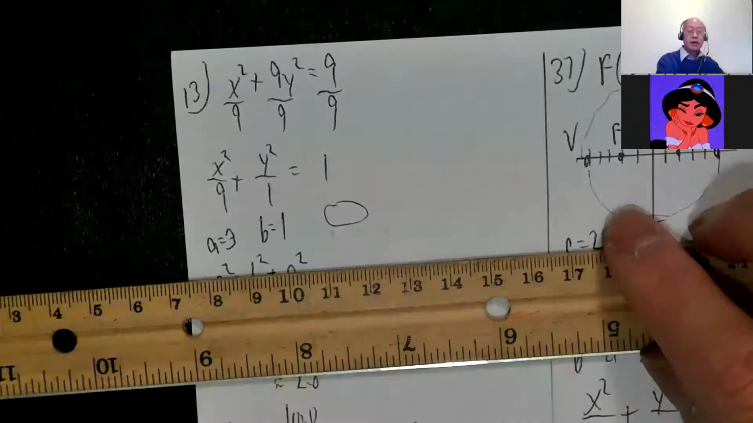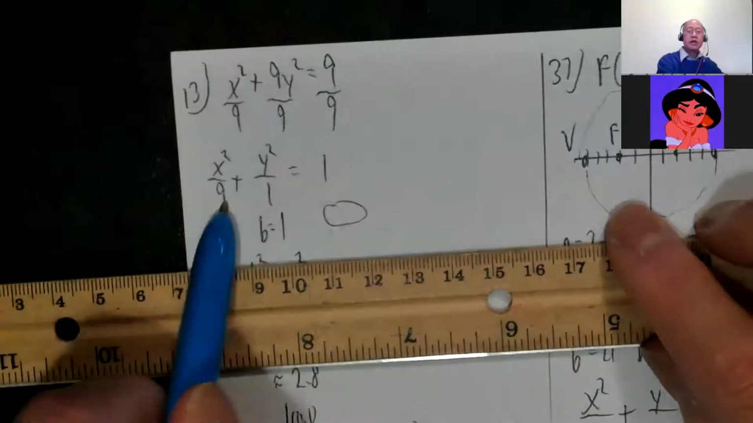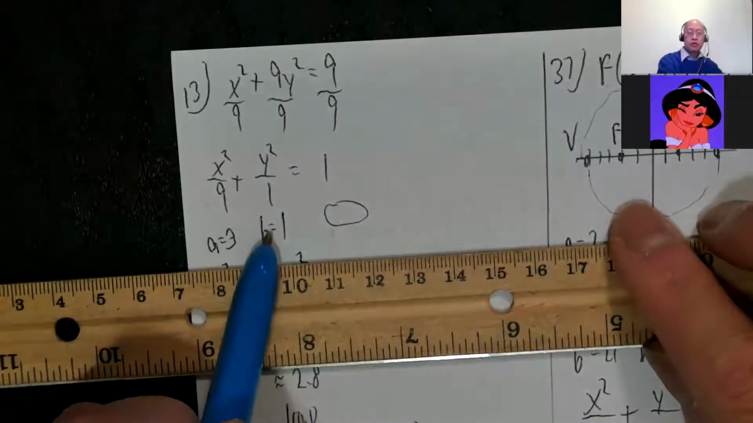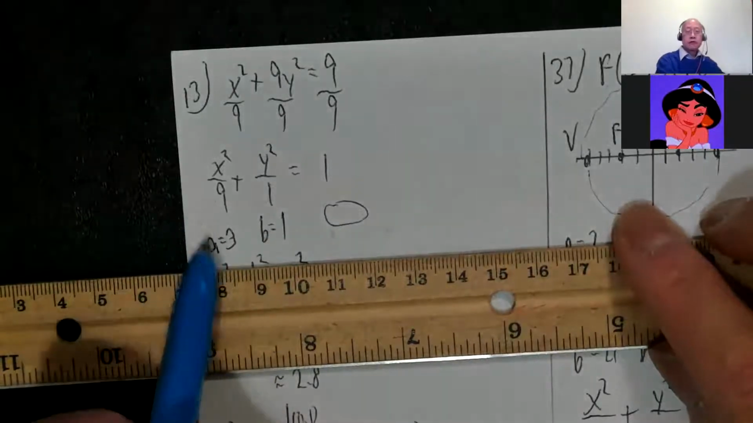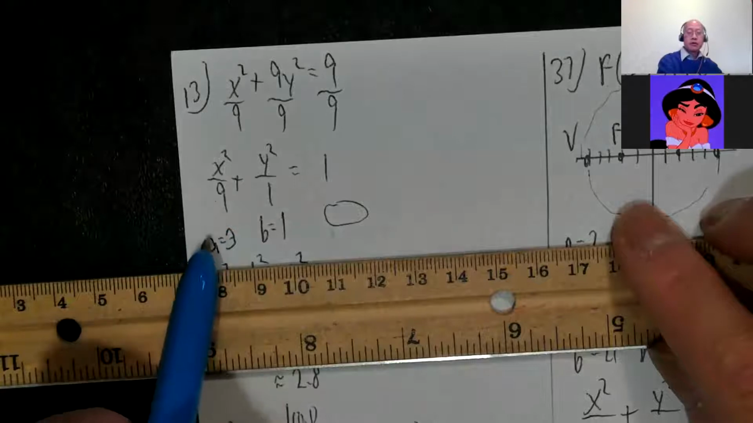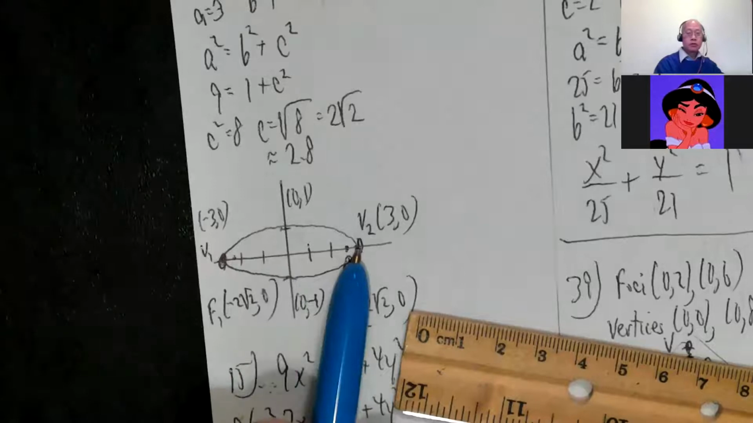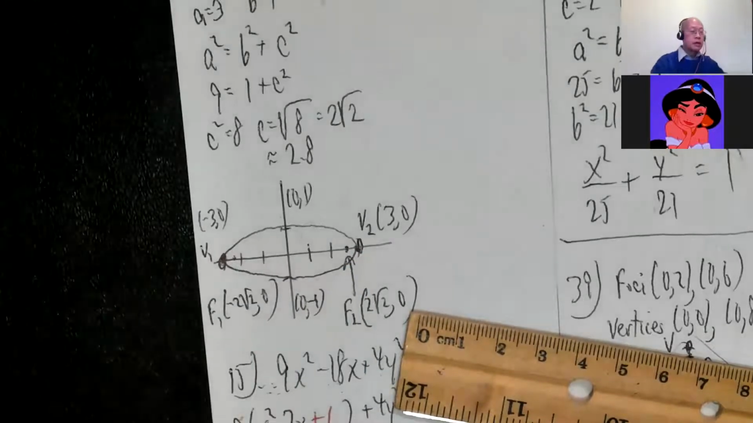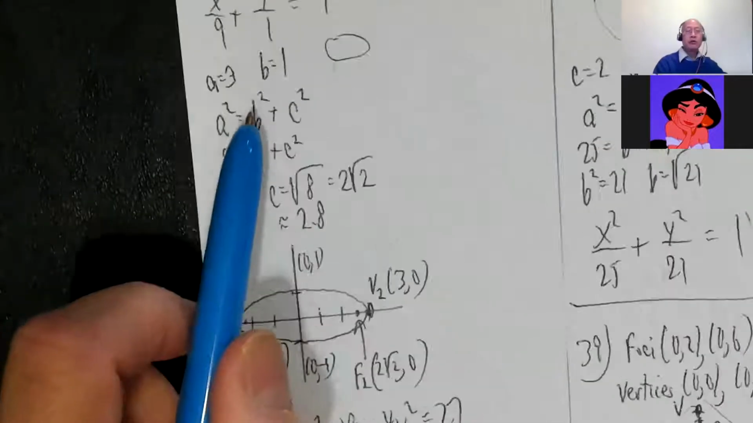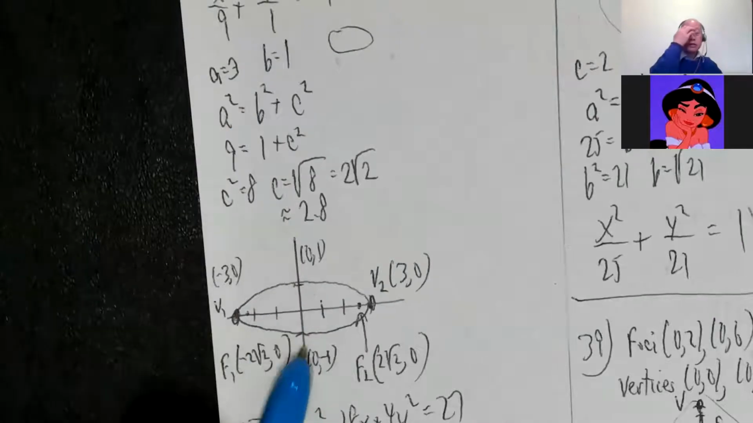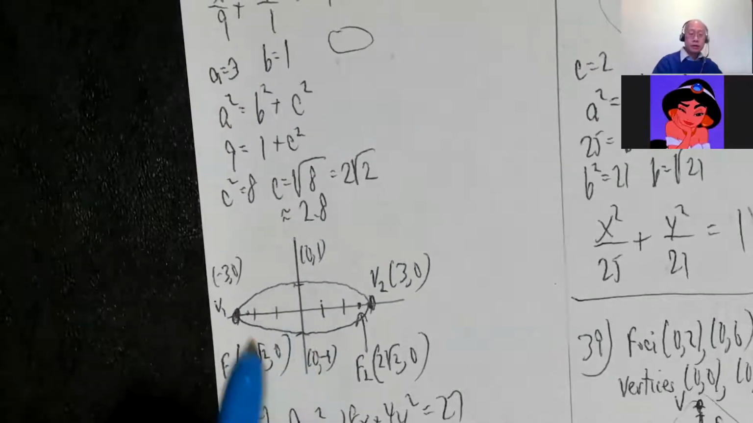Okay. Take the square root of each of these. A is 3, B is 1. So from the origin, I go 3 left and right. 1, 2, 3, 1, 2, 3. The B is 1. I only go 1 up and down, 0, 1, 0, negative 1. So there's the graph.